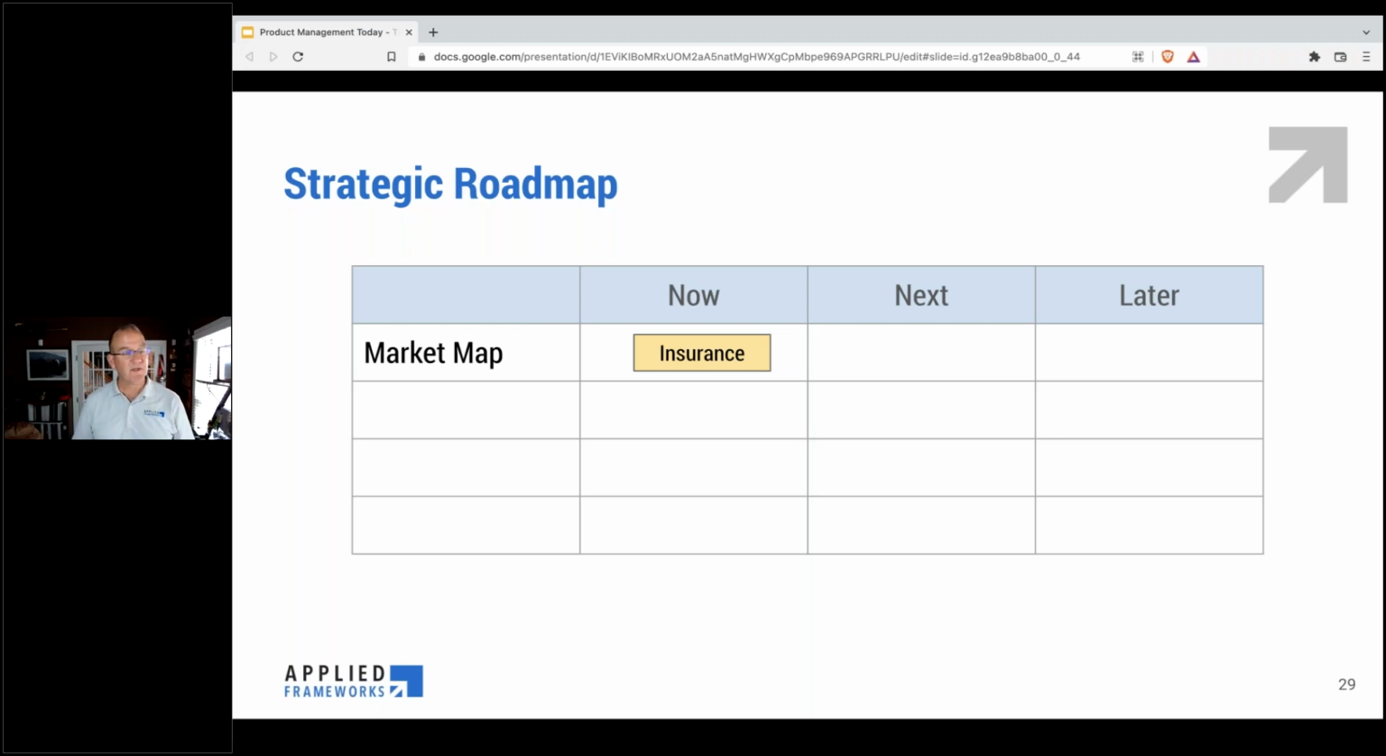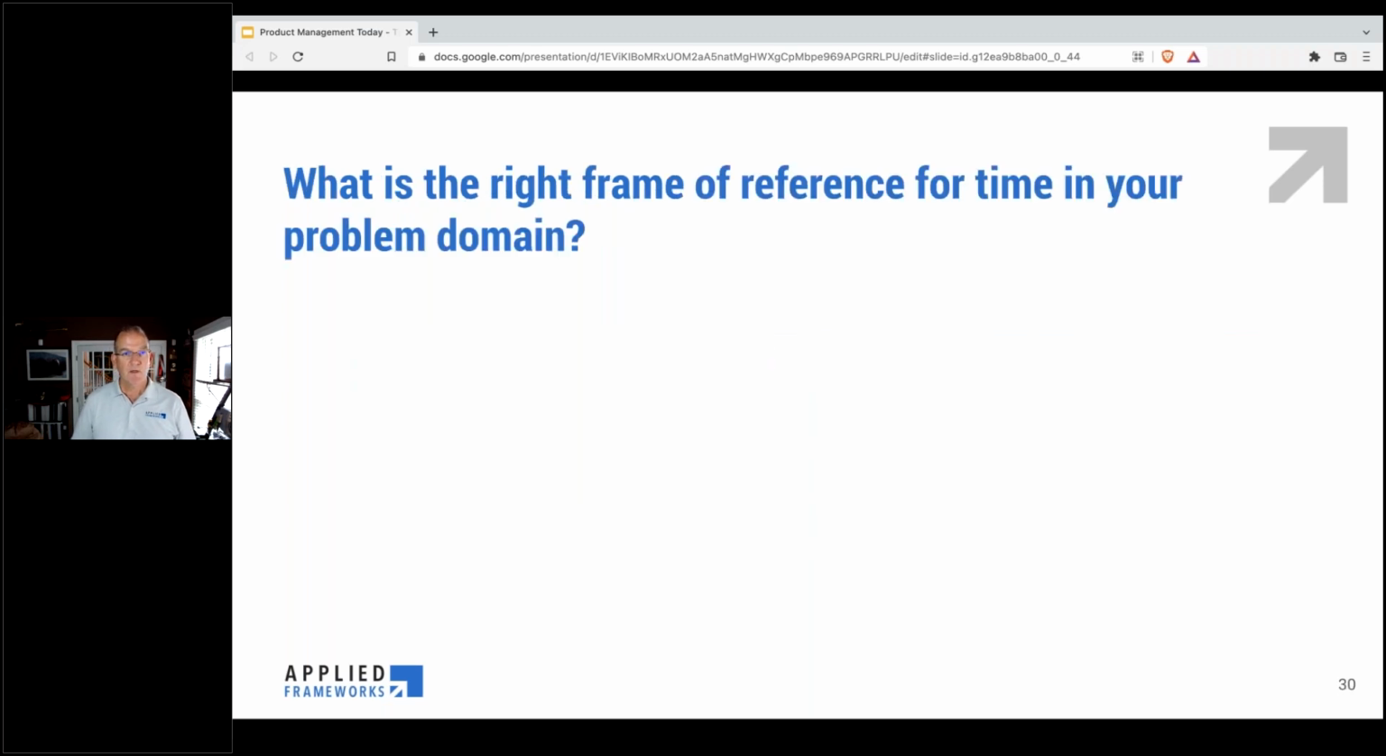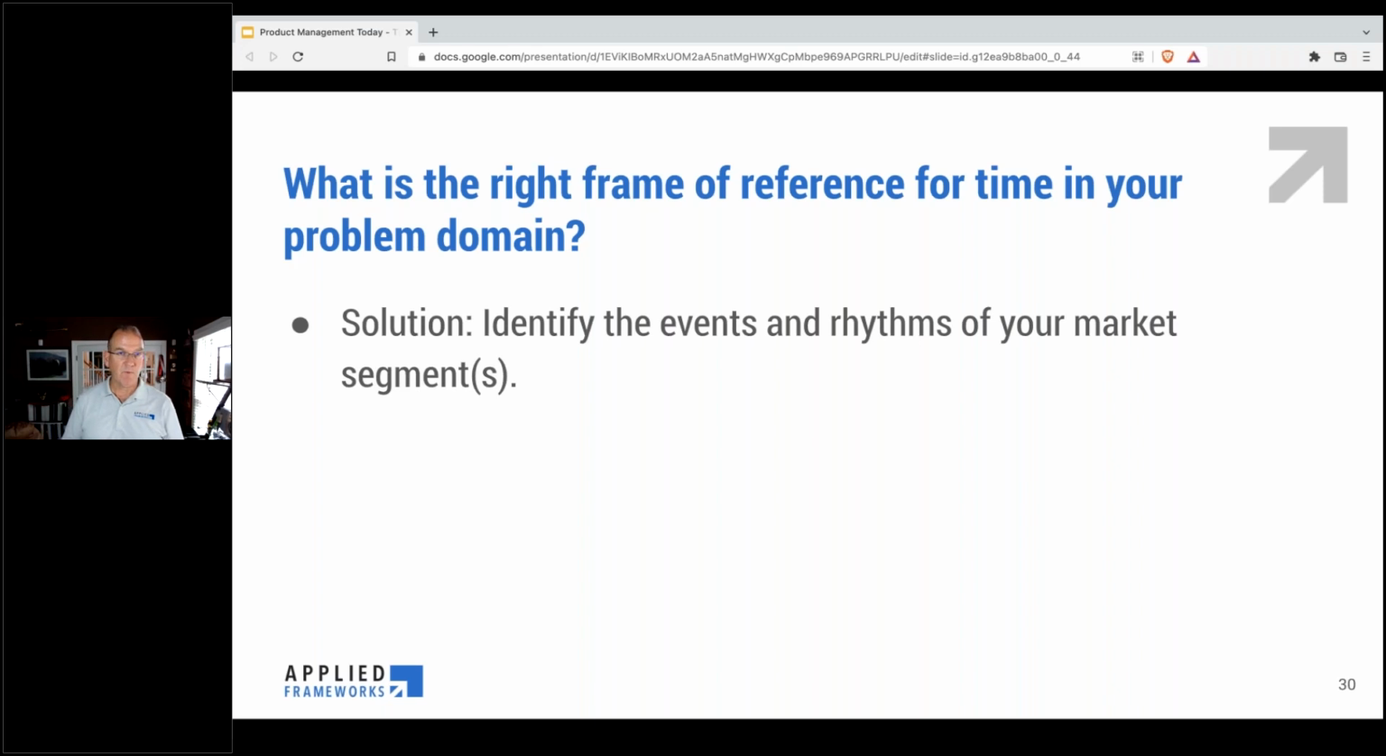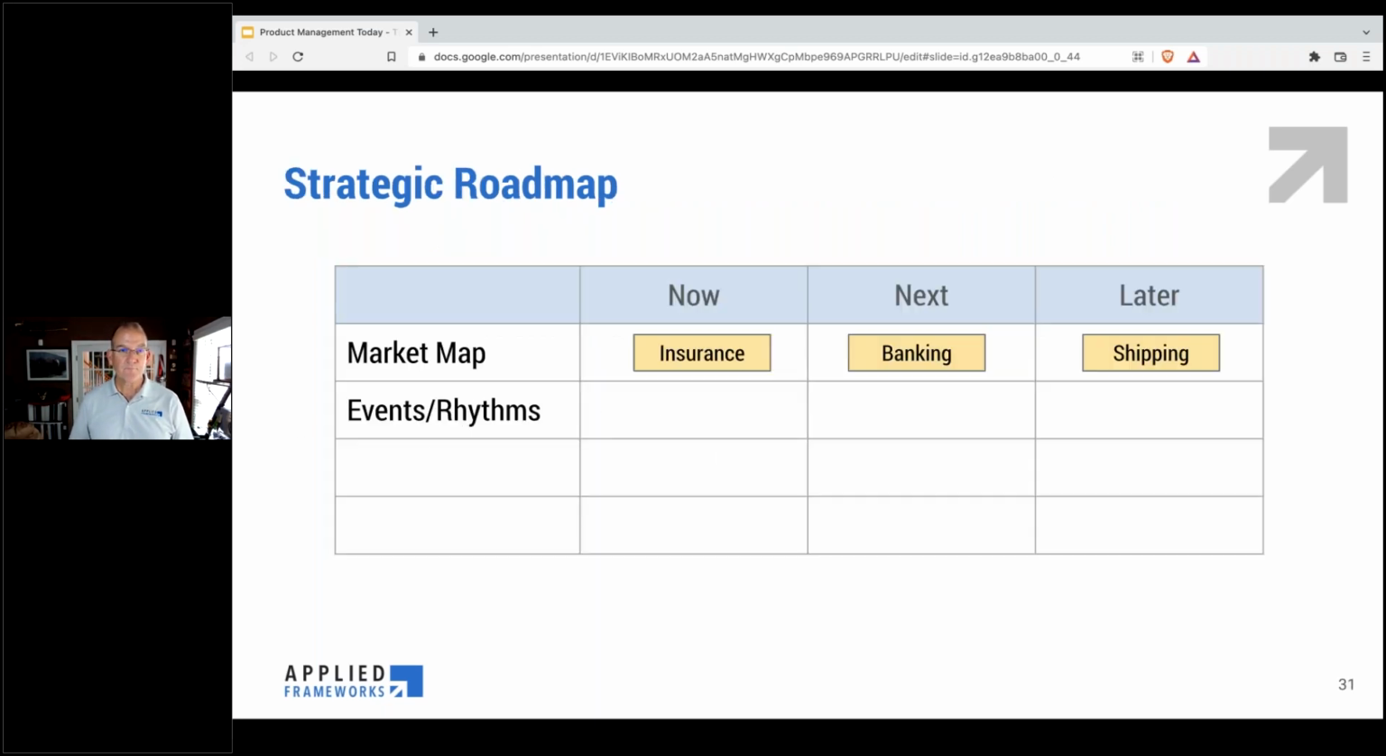And then maybe we're thinking the next market segment we want to look at is banking. And then we have this idea in the future of the same type of solution appealing to shipping companies. So the next problem is, well, what is the right frame of reference of time for the problem domain? How do our different customer segments think about time? So in this case, we want to identify the specific events and rhythms for the different market segments. And that is what we call the market events and rhythms.